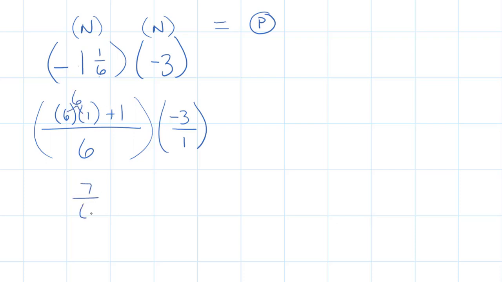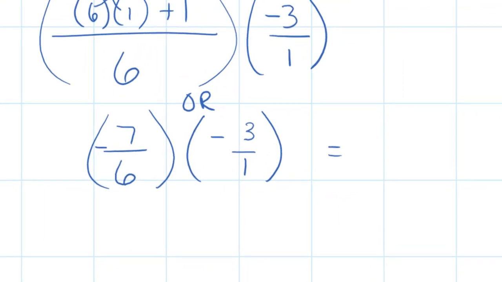So now I have negative 7/6, let me make sure I have that, times negative 3 over 1. Again, I know my answer is going to be positive due to a negative times a negative. Do you guys see anything that can reduce before we multiply? The 6 and the 3. Yes, the 6 and the 3.